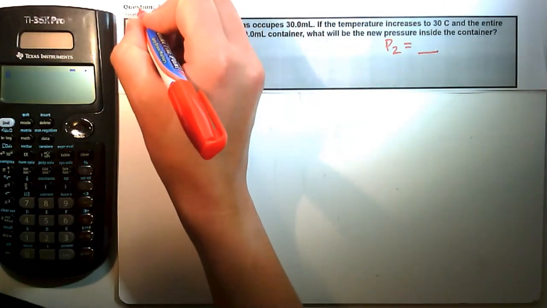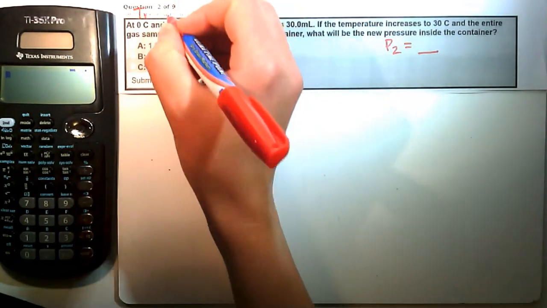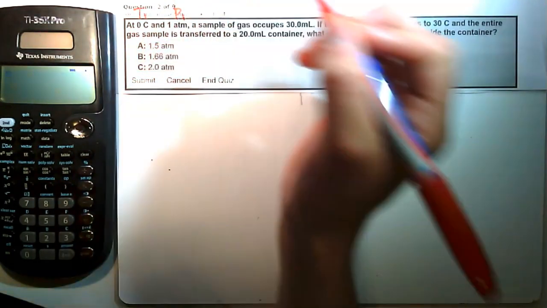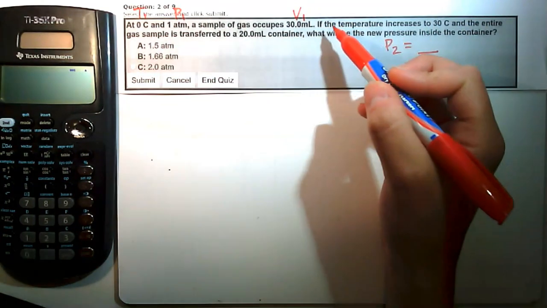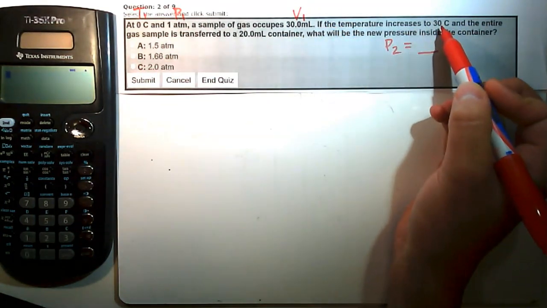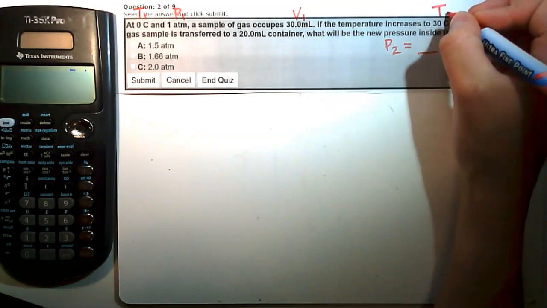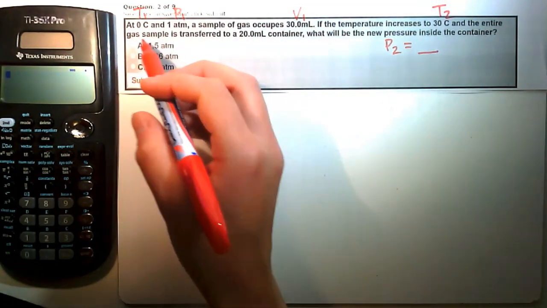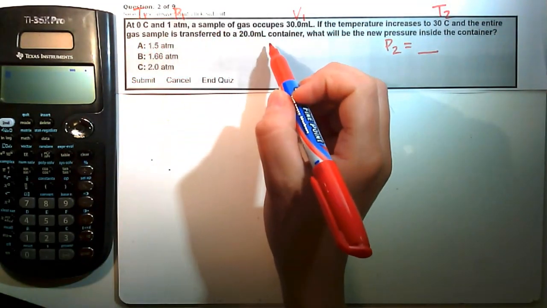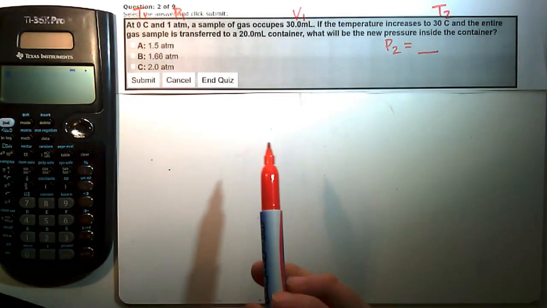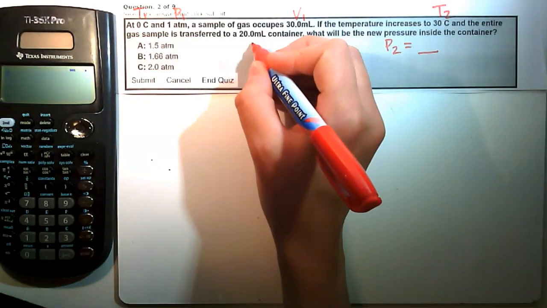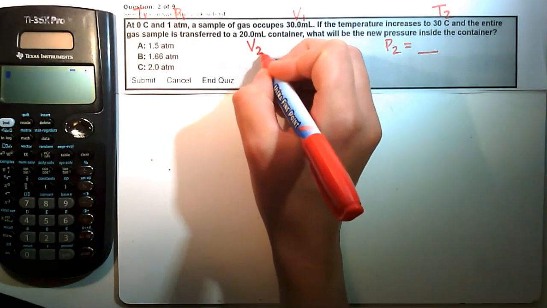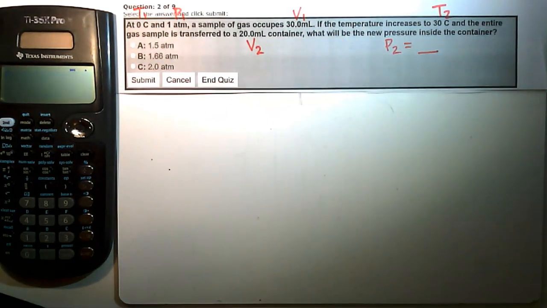0 Celsius would be a T1 value, 1 atm would be pressure, a P1 value, and 30 milliliters would be V1. The temperature increases to 30 degrees Celsius, so there's my second temperature. And the entire gas sample is transferred to a 20 milliliter container. And we know that a gas will expand to fill the container that it's placed in. So that is my final volume, my V2 value there.